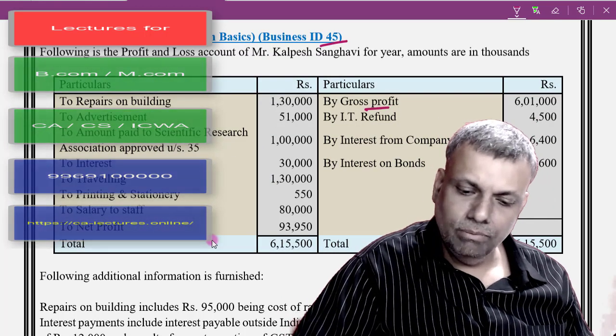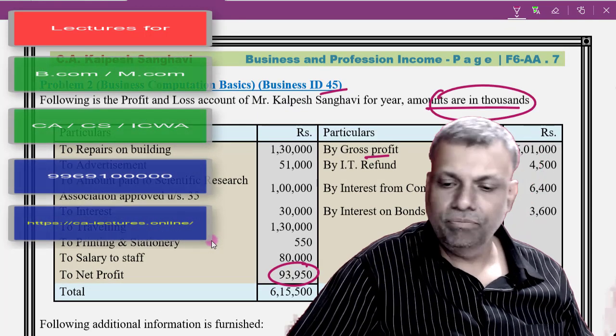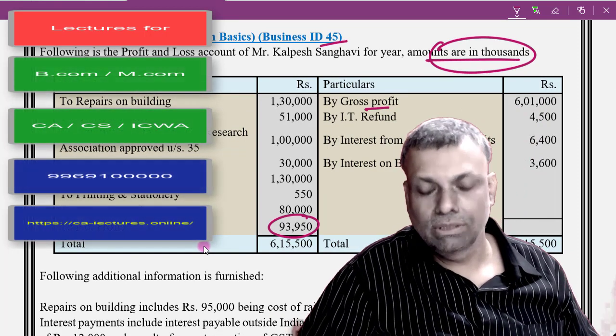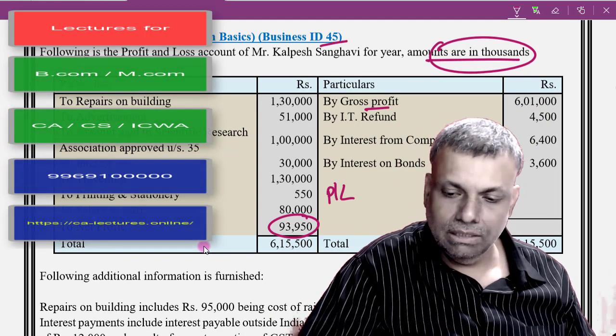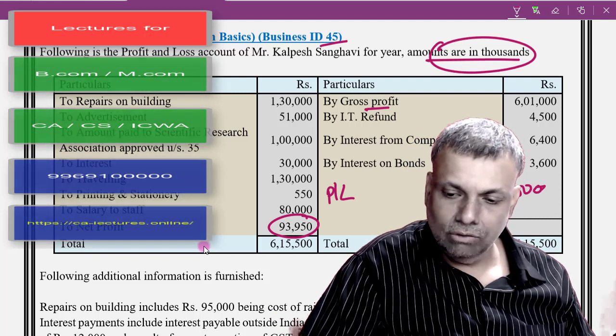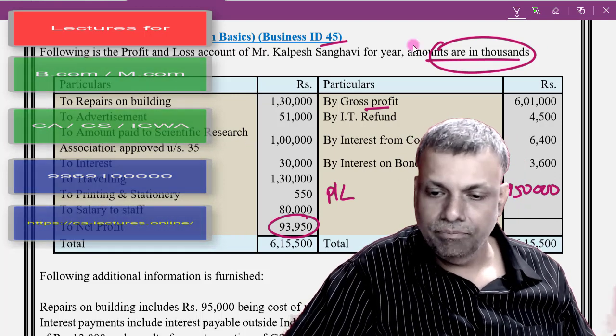Gross profit brought down and you have a net profit. All the figures are in thousands. So we will start with profit as per P&L. You can start drawing the columns. Profit as per P&L 93,950 and all the figures are in thousands. So you can add the zeros or you can keep all the figures in thousand. The choice is yours.